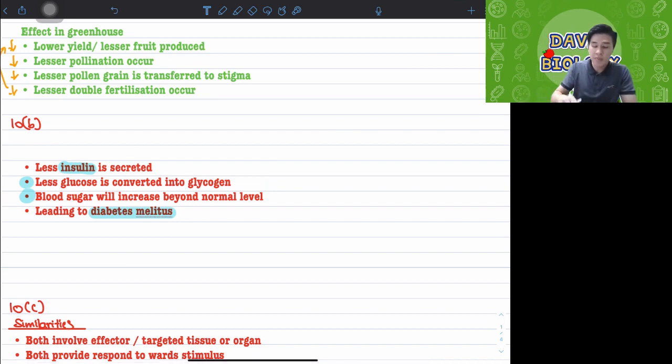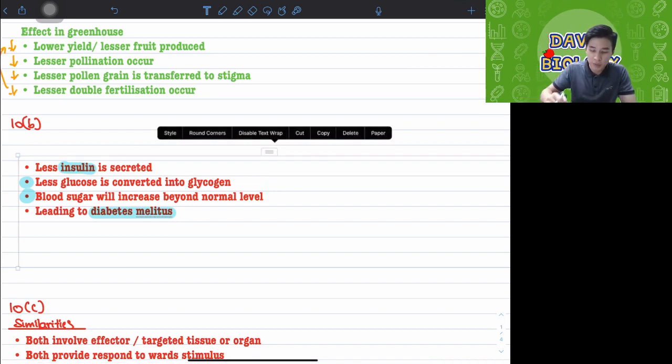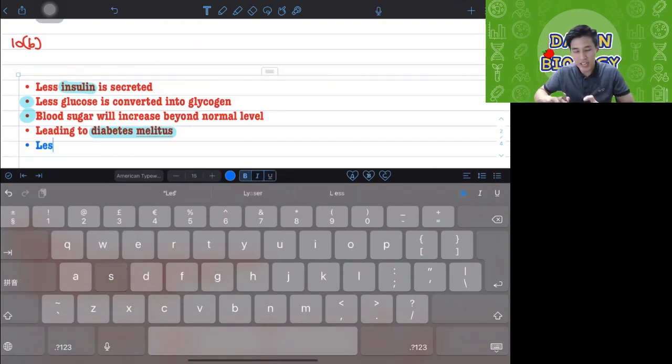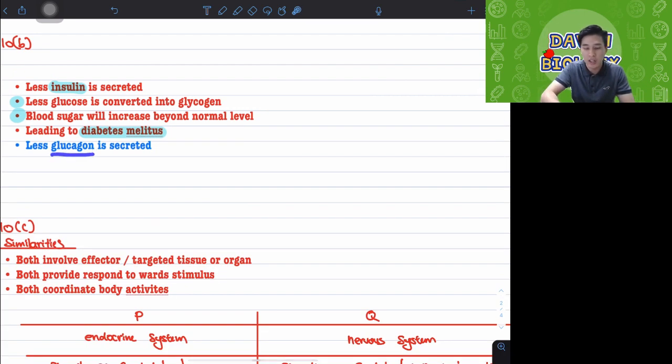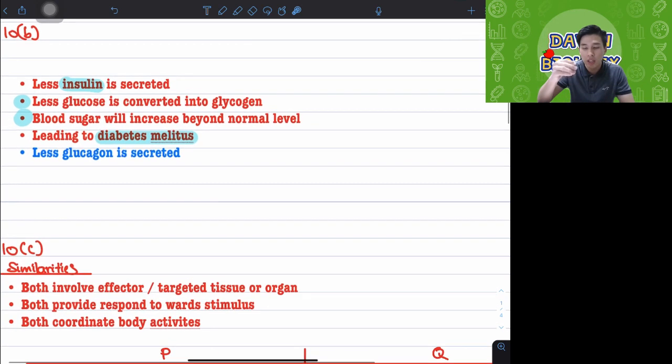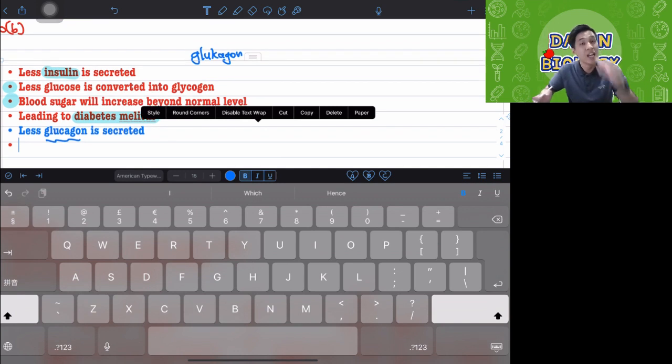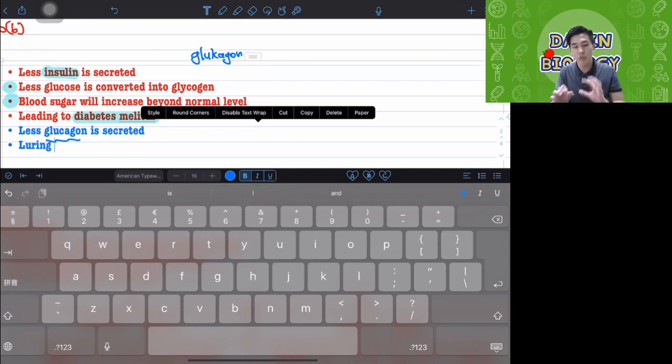Then we do the same thing for glucagon. Okay, I type for you here. So, same thing. You also can say, less glucagon is secreted. Oh, by the way, for the answers, the BM answer, I checked it already. They got a mistake here. They actually wrote this as glucosa. Kurang glucosa dirembeskan. So actually it's supposed to be glucagon. So in BM, glucagon is spelled with a K. Okay, so they wrote it wrong here. Kurang glucagon dirembeskan. So if less glucagon is secreted, like just now, glucagon does the opposite.